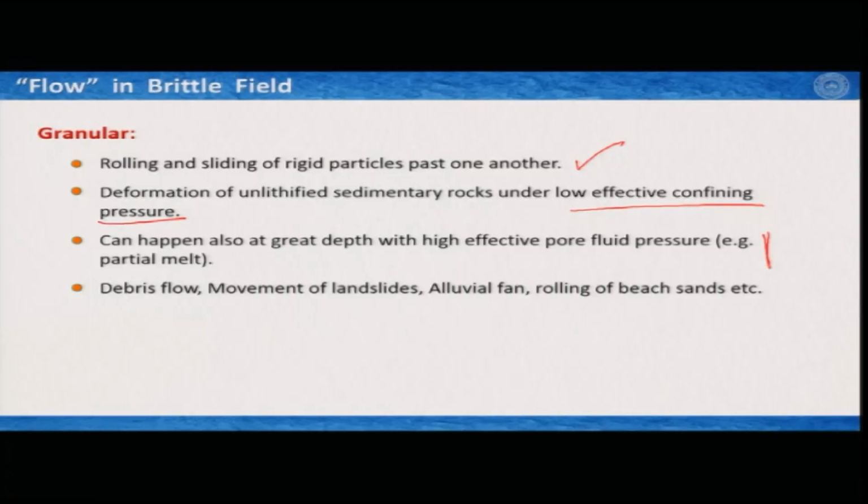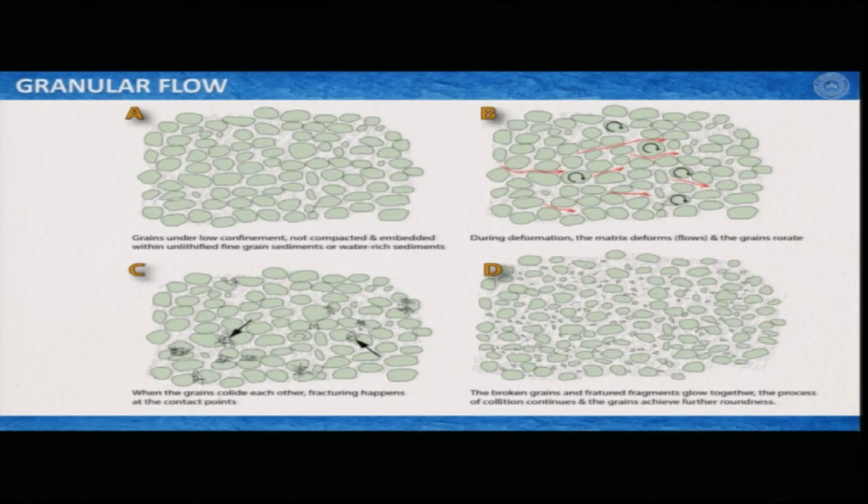But these are very rare, and we will not explore this particular feature in this lecture. And this type of granular flow that we are talking about under the cataclastic deformation are, for example, debris flow, movement of landslides, alluvial fan, rolling of beach sands, etcetera. We will see these examples, but first have a look at how it works.